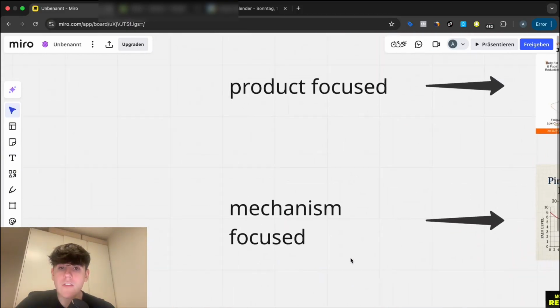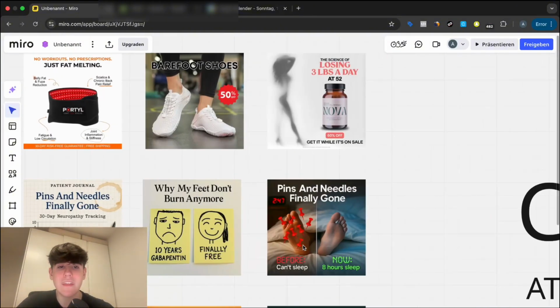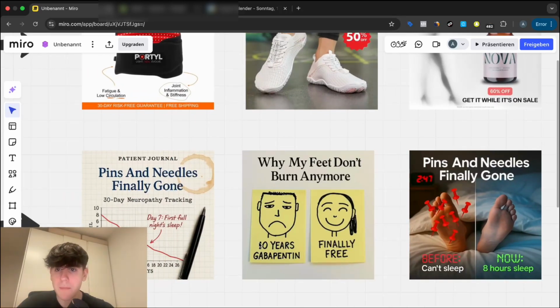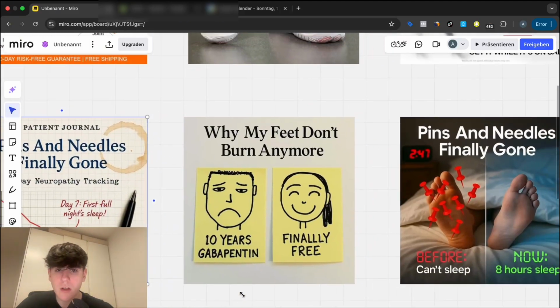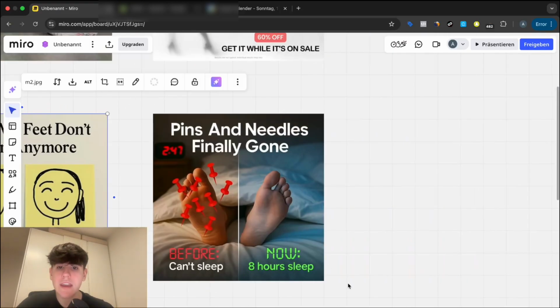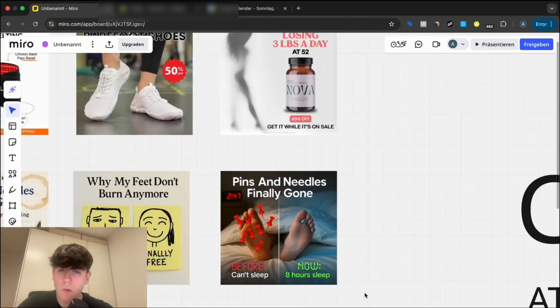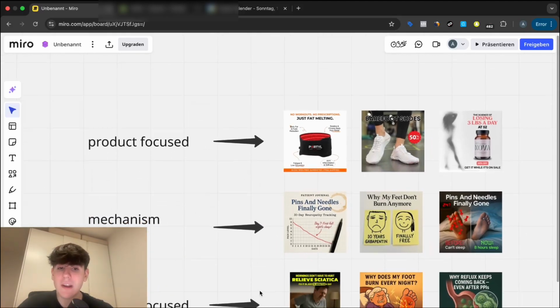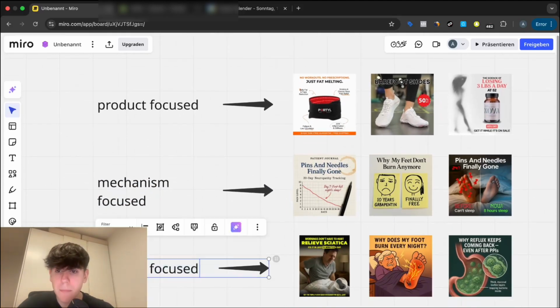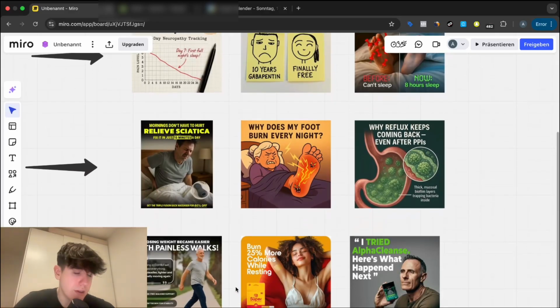Now, when we're moving on to mechanism focused ones, this is an interesting concept because this is very broad and there's a lot of different ways to interpret this. If you check this out, for example, here we have an explanation, like a time frame of when you're going to really see the results. Here we have a before and after. Here we have another before and after. Usually before and afters are the most common mechanism focused concept. However, with before and after specifically, you have to be a little bit more careful of what you do. Now, problem focused is pretty self-explanatory, right?